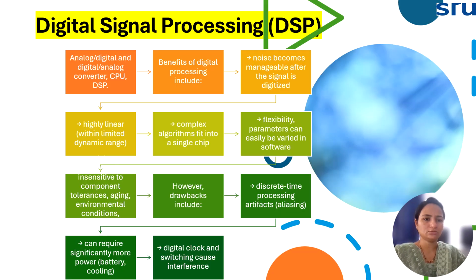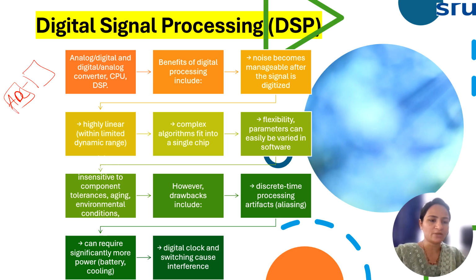Next, this is digital signal processing. In digital signal processing, the very first block contains an analog to digital converter. Then we apply the digital signal processing. Then we again have a DAC, a digital to analog converter.